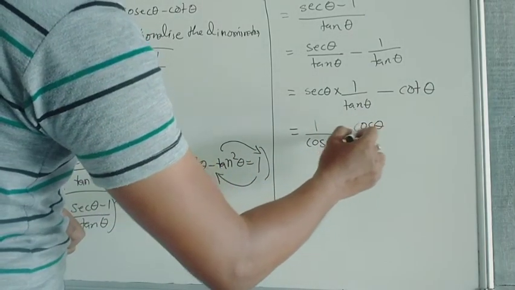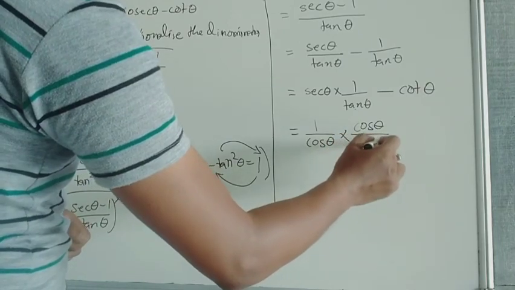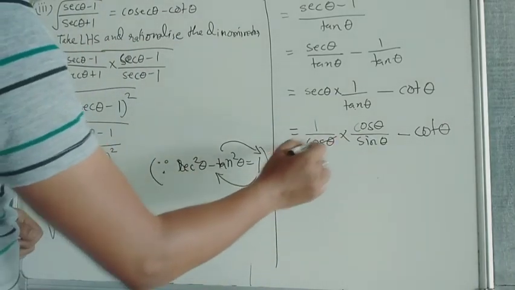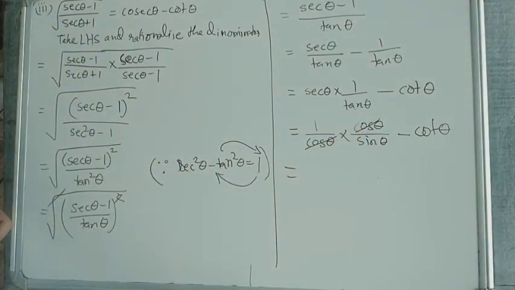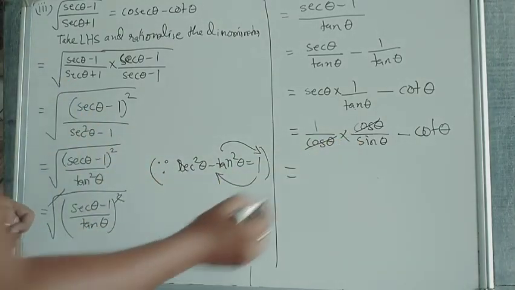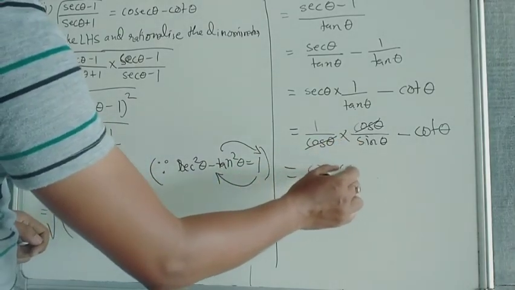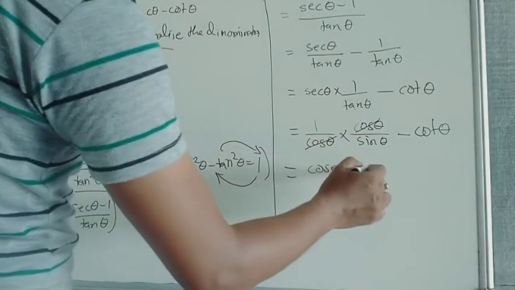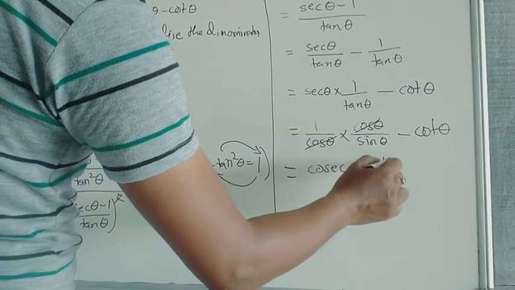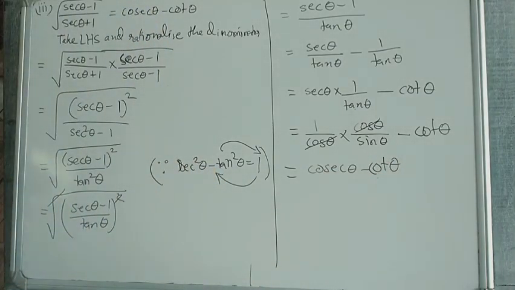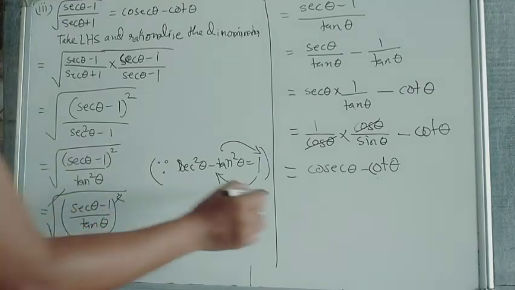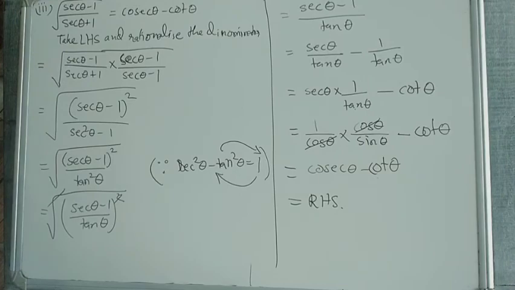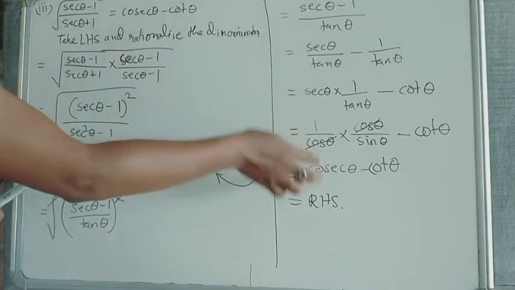So cos theta by sine theta minus cos theta. So this cos gets cancelled, and 1 by sine theta is your cosec theta. 1 by sine, the reciprocal of sine is your cosec, minus cot theta equal to RHS. So this part was something new.